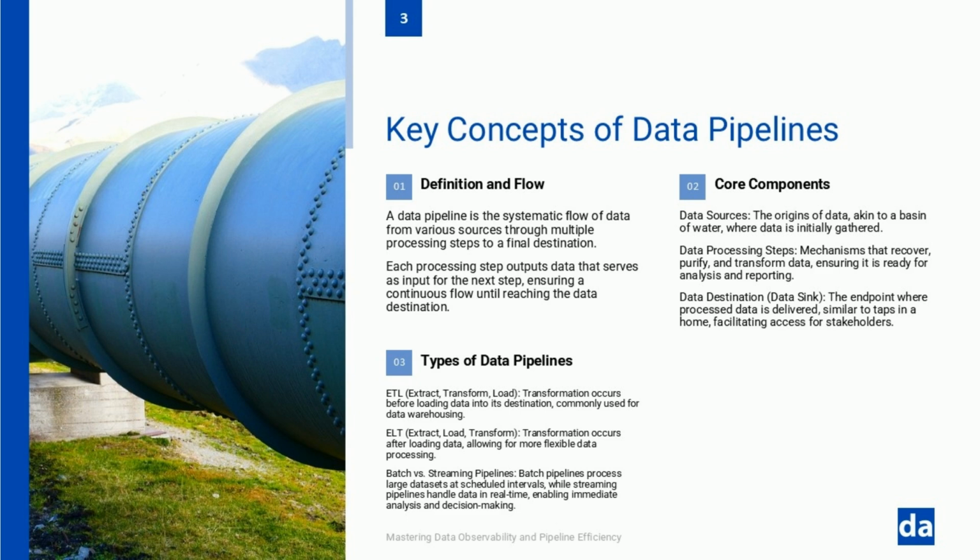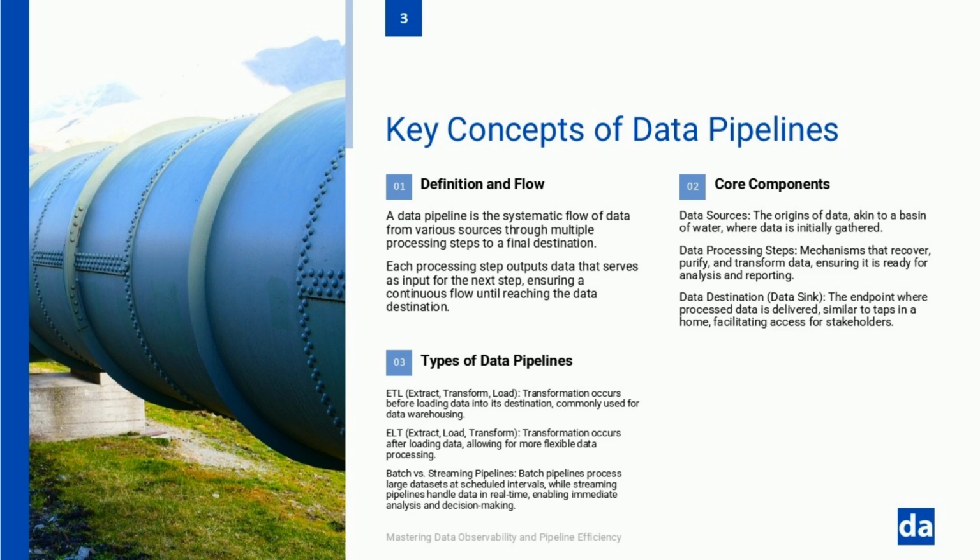Second, we have the core components, data sources. Think of these as basins of water where data originates, such as databases, APIs, or sensors. Data processing steps. These are like water filters, purifying, enriching, and preparing the data for analysis. Data destination. This is your tap, the final output where stakeholders access the processed data, whether it's a dashboard, a report, or an application.